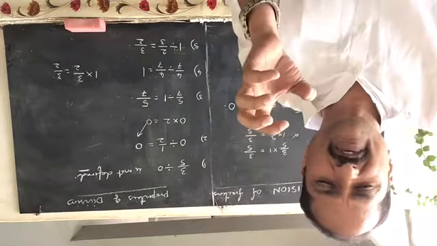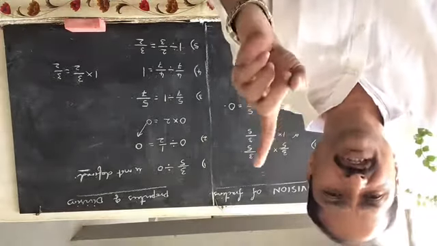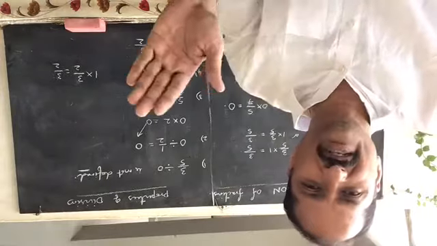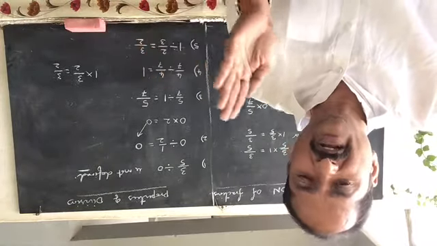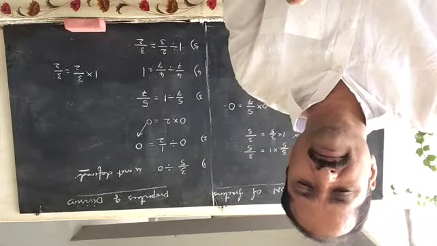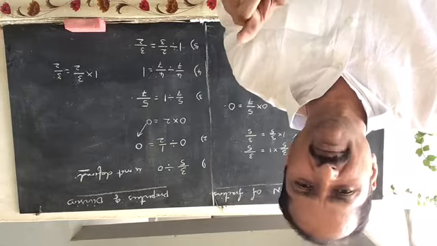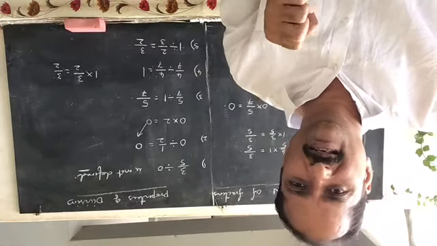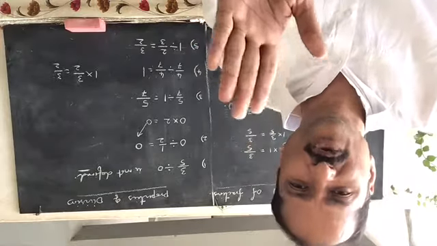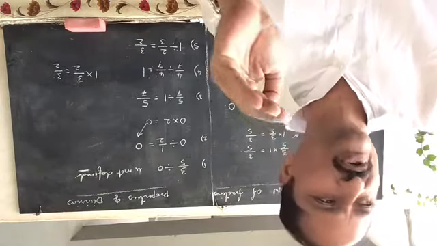If you are dividing a fraction or whole number or decimal or anything with 0, it is not defined. Division by 0 is not defined. Next, if you are dividing 0 with any number, 0 divided by a fraction, 0 divided by a whole number, 0 divided by a decimal, you will get 0 only. 0 divided by anything gives 0.